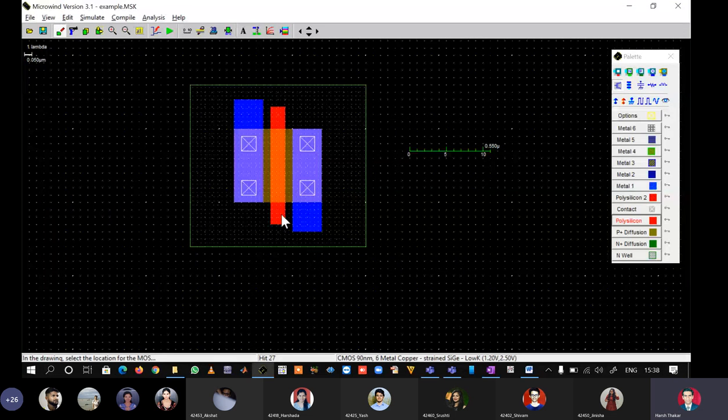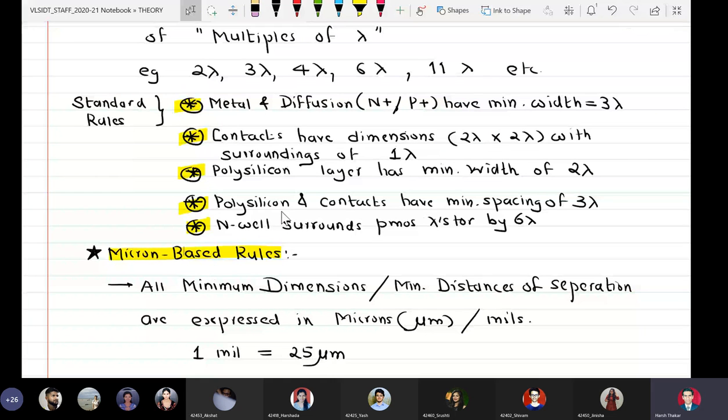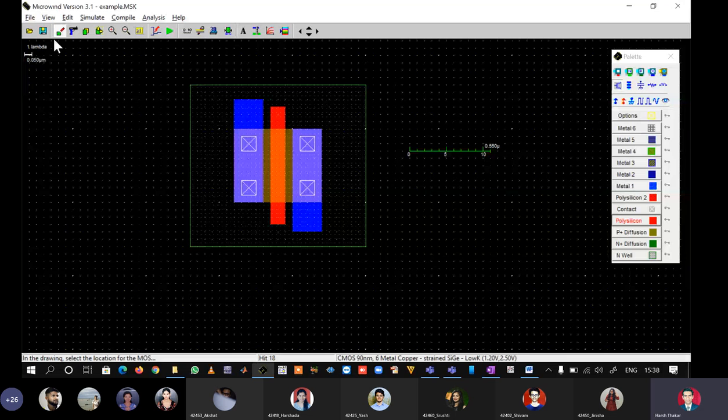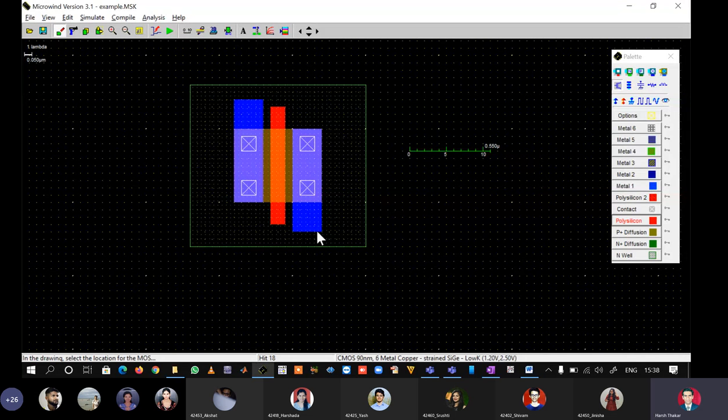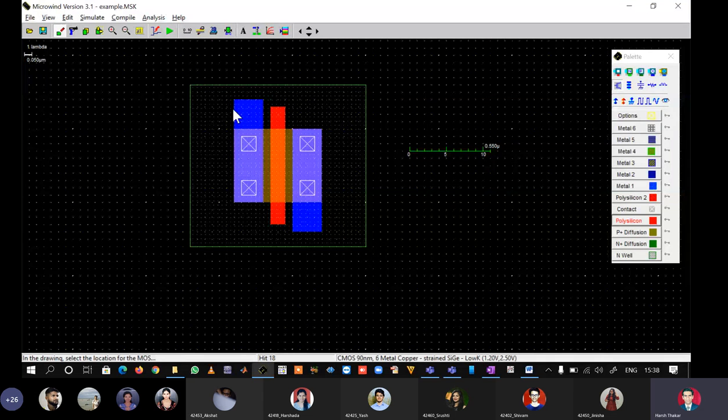Okay. Now what is written is that the N-well surrounds the PMOS transistor by 6 lambda. So understand one thing, from this point to this point it is our PMOS and this is the N-well. We have to find out what is the distance between the PMOS transistor and the N-well boundary. This distance and this distance should be 6 lambda. Let us measure. Okay, 300 nanometers. So 300 nanometers is equal to 6 into 50 nanometers. Hence, it is 6 lambda.